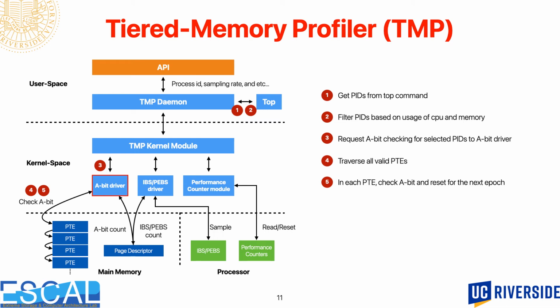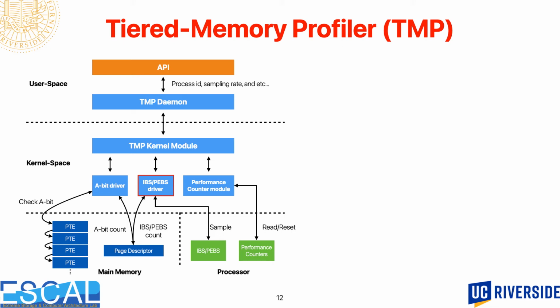In the A-bit driver, the driver traverses all valid page table entries in the process's virtual address space. In the HPTE, the driver checks the A-bit and resets it for the next epoch. If a page is accessed, the driver increments the A-bit count in the page descriptor. The page descriptor is a per-page data structure.